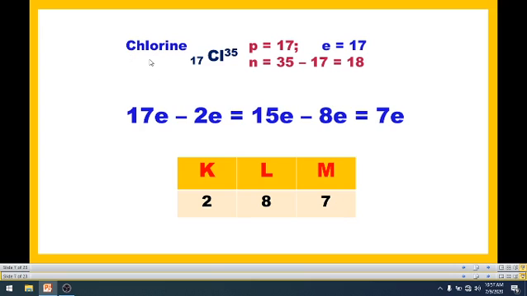The next example is chlorine. 17, 35. So it has 17 protons, 17 electrons. 35 minus 17, 18 neutrons. So now we want to arrange the 17 electrons in its shells.